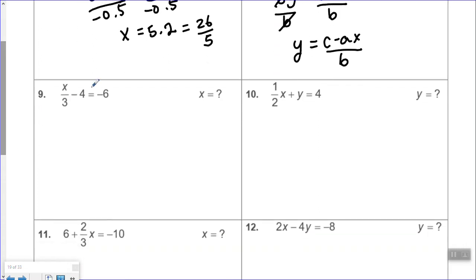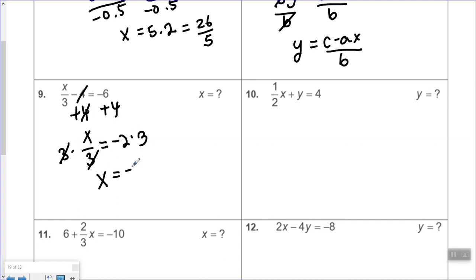Okay, number 9, x over 3 minus 4 equals -6. You are solving for x, add the 4 on both sides. x over 3 is -6 plus 4, which is -2. Multiply both sides by 3. x equals -2 times 3 is -6.